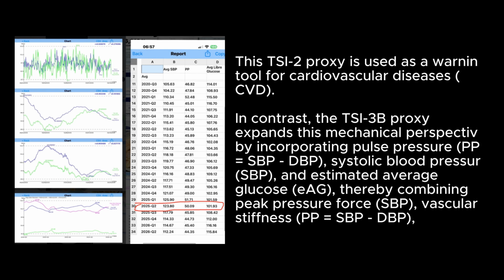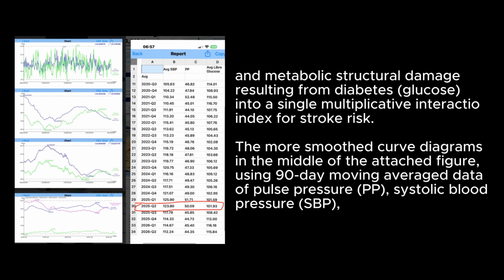In contrast, the TSI-3B proxy expands this mechanical perspective by incorporating pulse pressure (PP = SPP - DBP), systolic blood pressure (SPP), and estimated average glucose (eAG), thereby combining peak pressure force (SPP), vascular stiffness (PP = SPP - DBP), and metabolic structural damage resulting from diabetes glucose into a single multiplicative interaction index for stroke risk.